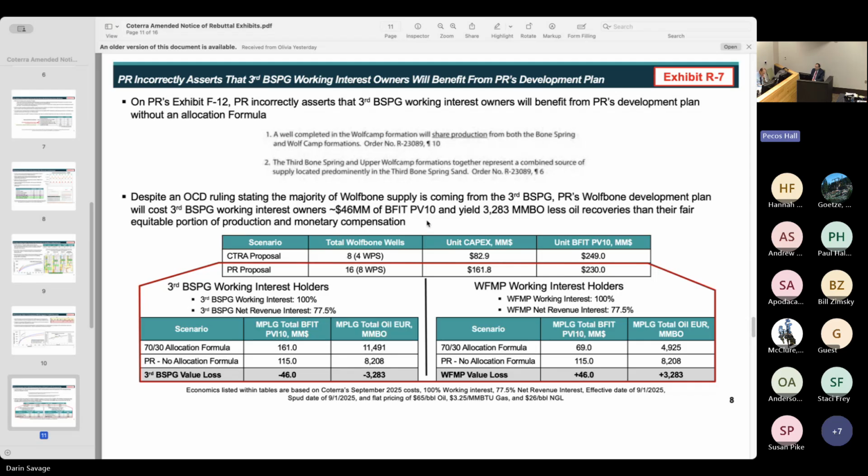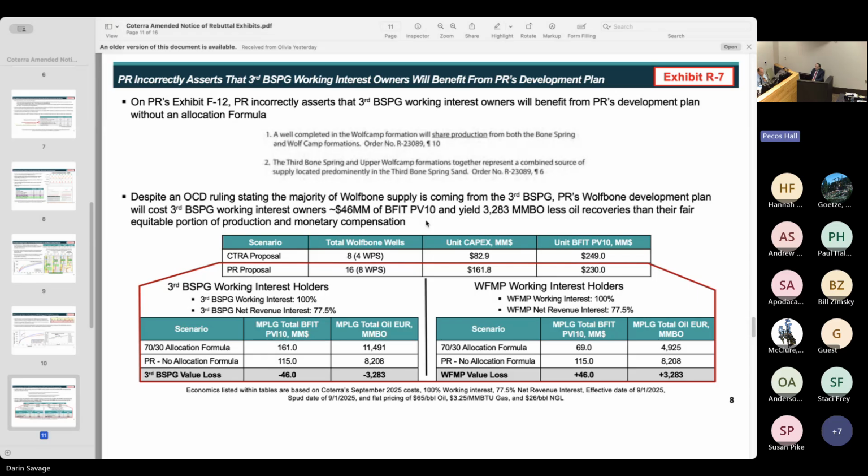And that has already been heard, and there's already been a ruling provided in 2024 where the Third Bone Spring and Upper Wolfcamps together combined are the wolf bone and are a common source that is located predominantly, that supply is predominantly located within the Third Bone Spring sand. So if Permian Resources geologists is admitting that, in combination with the ruling that was issued last year, this would state that effectively the Third Bone Spring working interest owners are losing reserves to the Wolfcamp owners because that common source of supply is predominantly located in the Third Bone Spring.